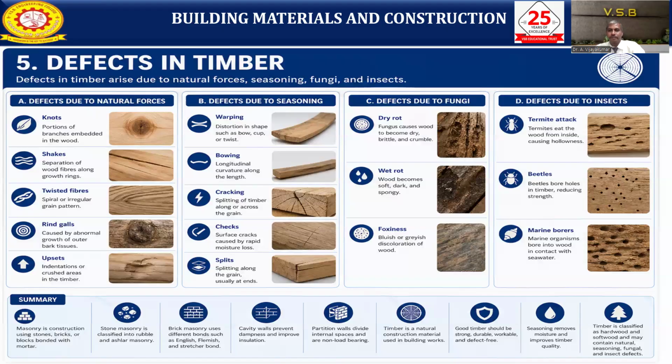So, defects due to fungi. First is dry rot. Fungus causes the wood to become dry and brittle, and it will crumble. Then there is wet rot. The wood becomes very soft in nature, dark and spongy. That will be wet rot. Fungus will also affect the wood through blue stain, a bluish or grayish discoloration of the wood caused by the fungus. So these are certain fungal defects.